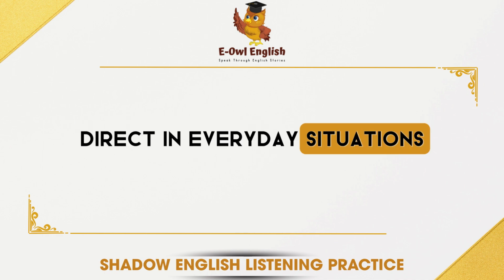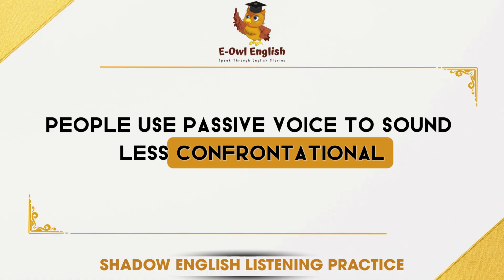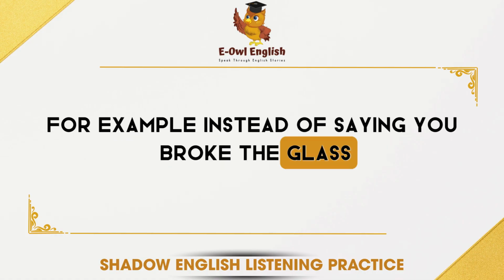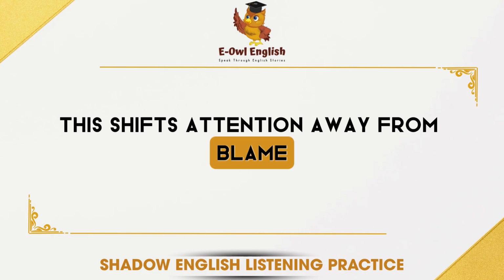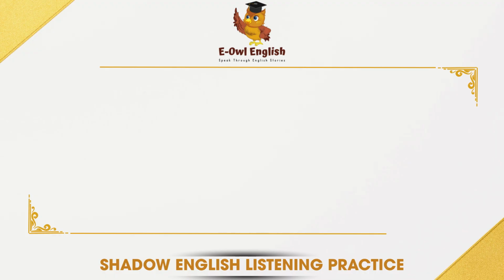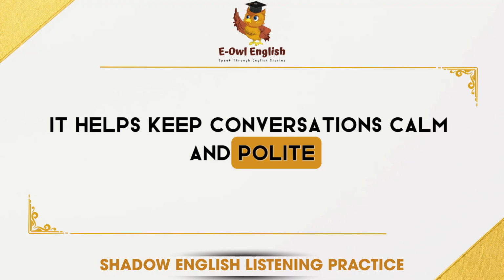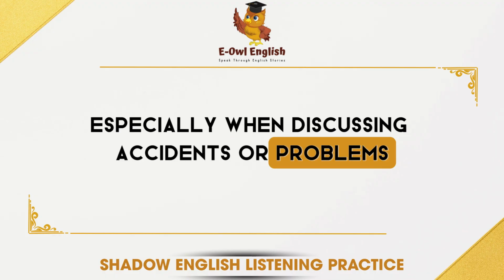In everyday situations, people use passive voice to sound less confrontational. For example, instead of saying "you broke the glass," someone might say, "the glass was broken." This shifts attention away from blame. It helps keep conversations calm and polite, especially when discussing accidents or problems.